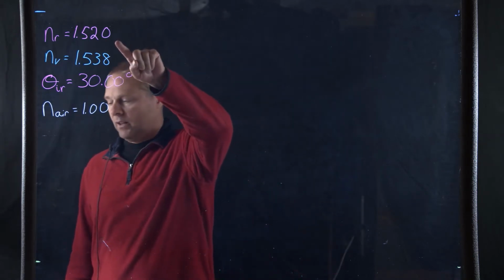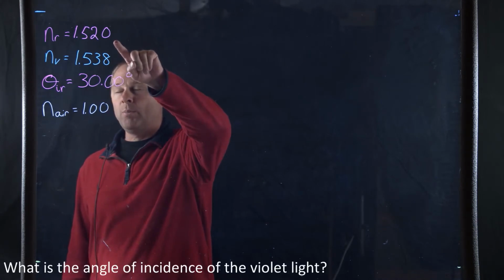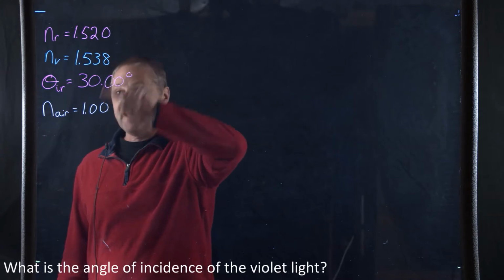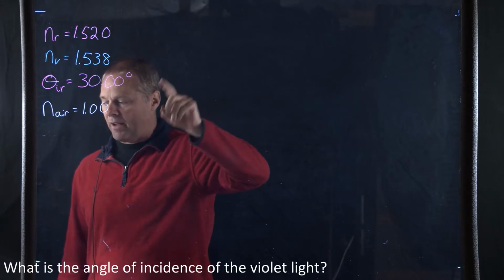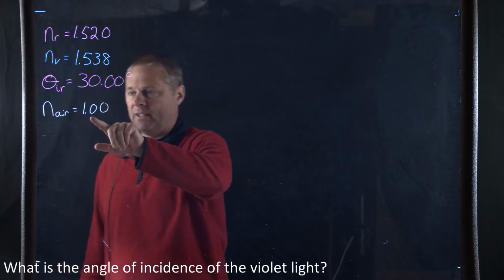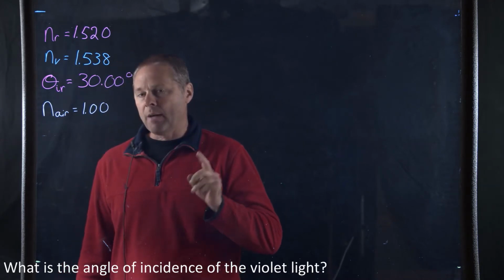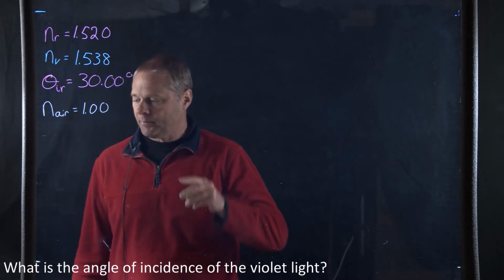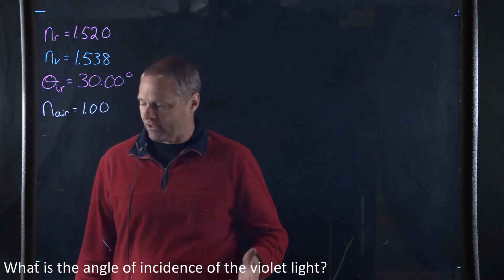We're going to have red light whose index of refraction is 1.520, and violet light which has an index of refraction of 1.538, and it's going to travel in air, which has an index of refraction of 1. And then it will be incident on a slab of crown glass. Both colors are going to exit the glass at the exact same angle of refraction.